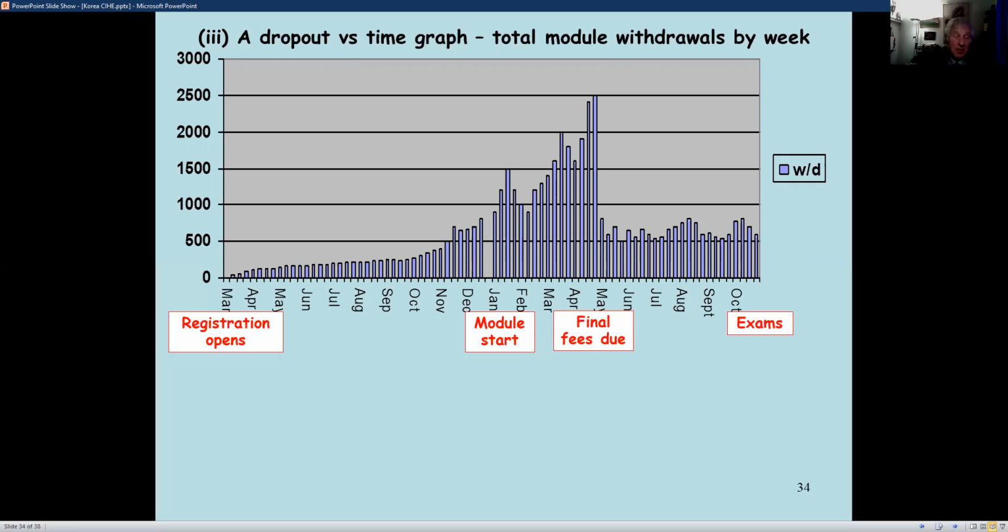You can see that there are steady withdrawals even before the course actually starts, and that the withdrawals peak, first of all, when the module materials first arrive, and then there is another peak when the final fees are due. I won't go into the data in more detail because it's quite specific to the Open University, but you can see that it might be possible to get some idea of the critical intervention points by using such a graph.